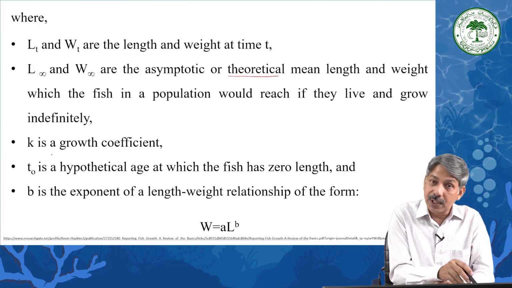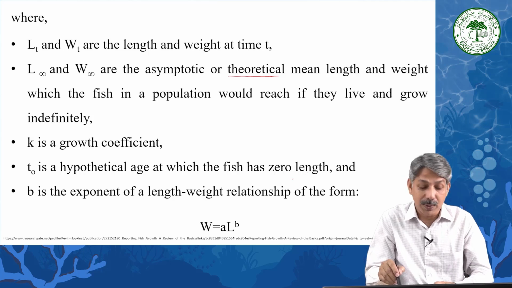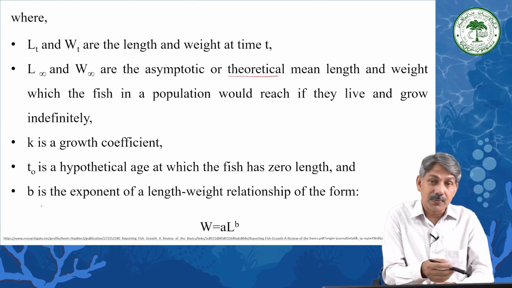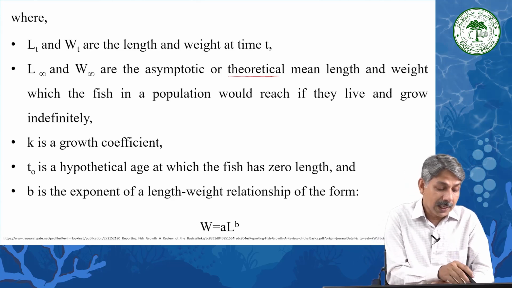K is a growth coefficient. This should also be calculated. Then t0 is a hypothetical age at which the fish has 0 length. Again, this has to be calculated because this is a hypothetical age. So these are constants that you will have to calculate by using the data you have collected.